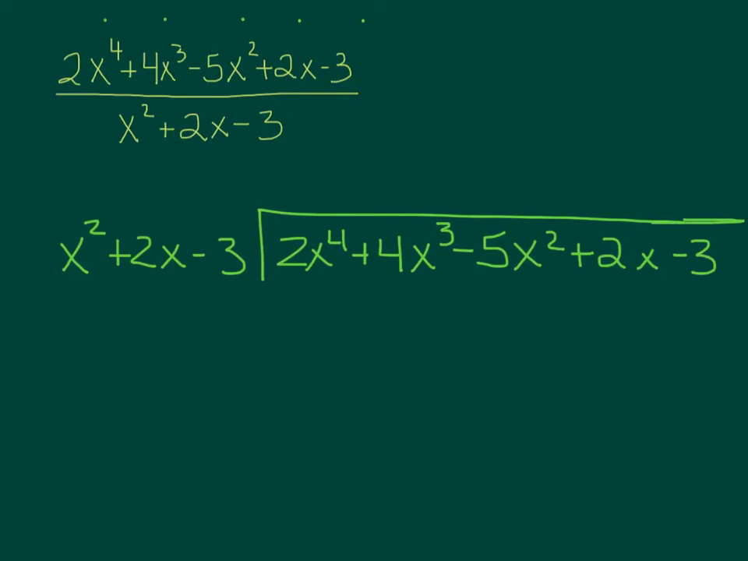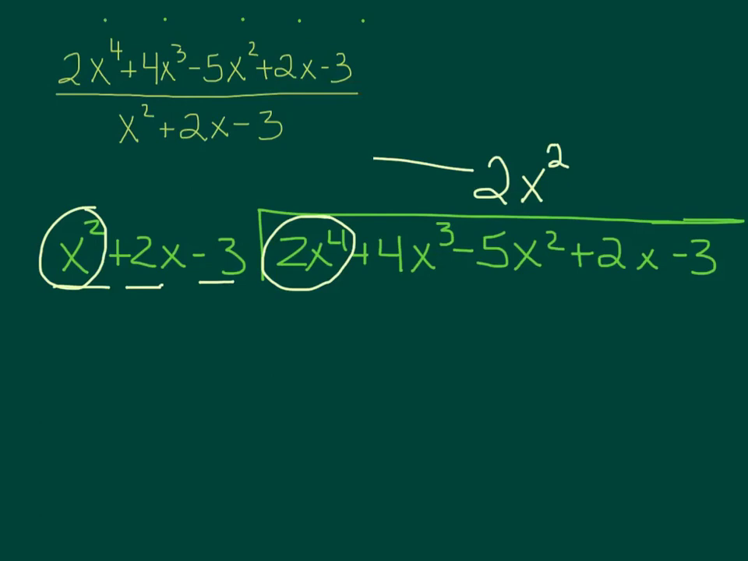It's not as bad as it looks, I promise, because all you have to do is look at the x squared only and the 2x to the 4th only. What would I multiply x squared by to get 2x to the 4th? I would multiply it by 2x squared, because 2x squared times x squared would be 2x to the 4th. Remember, you add your exponents. So I put it there in the squared section, and then you multiply all three of these by 2x squared.